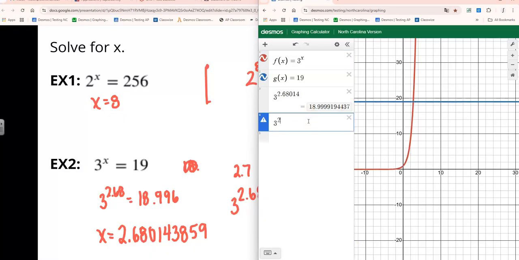Desmos, 2.680. Even that is not exact, but it's really, really, really close, right? So it's going to depend a lot on how accurate you need to be, whether or not that method will work for us. You know, probably 2.68 would have been close enough. 2.68015 would have definitely been close enough for the things that we're going to do in this class.